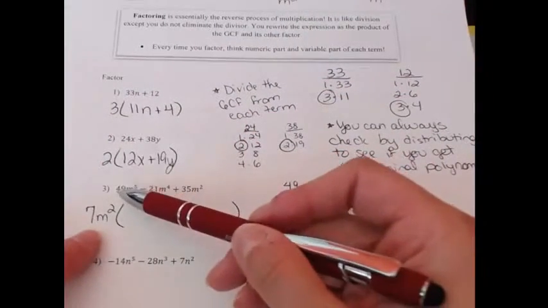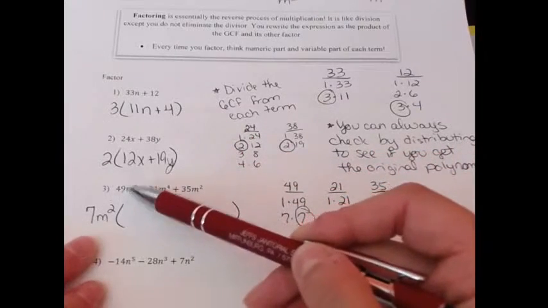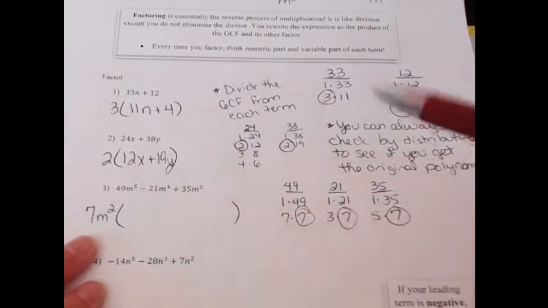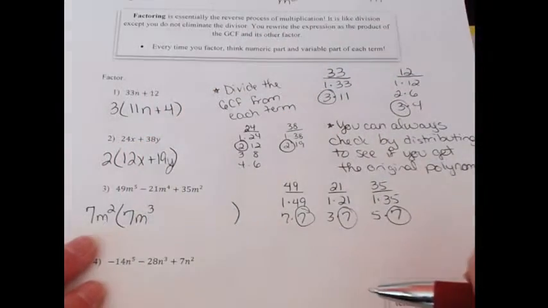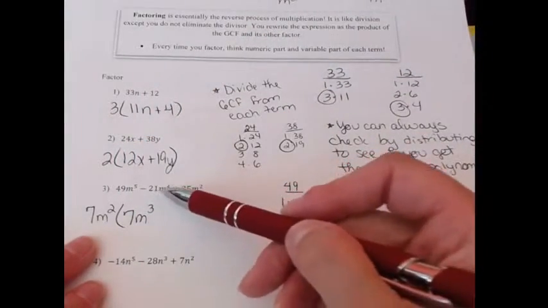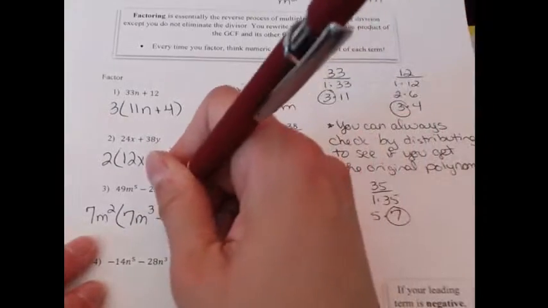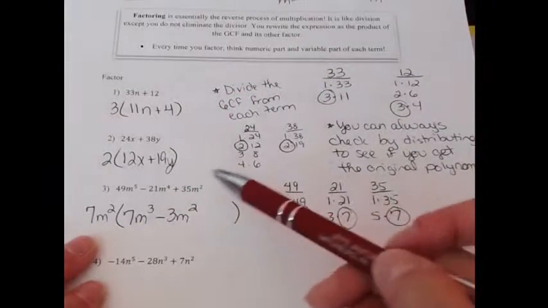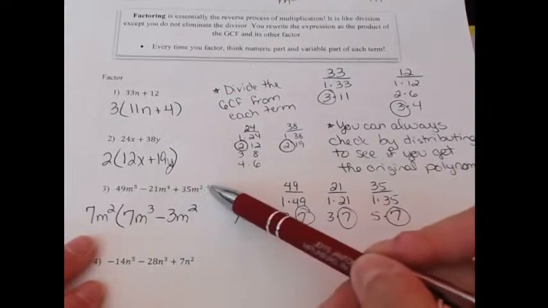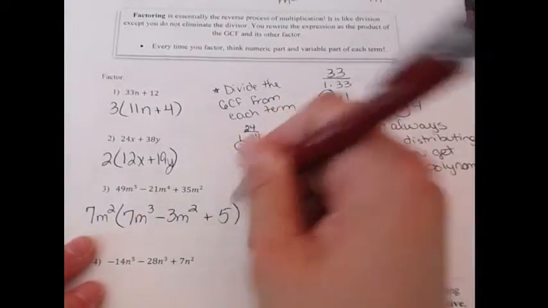7m squared goes into 49m to the 5th, or think about it this way, 49m to the 5th divided by 7m squared is 7m to the 3rd power. Negative 21m to the 4th divided by 7m squared is going to be negative 3m to the 2nd power. And then positive 35m squared divided by 7m squared is going to be positive 5.